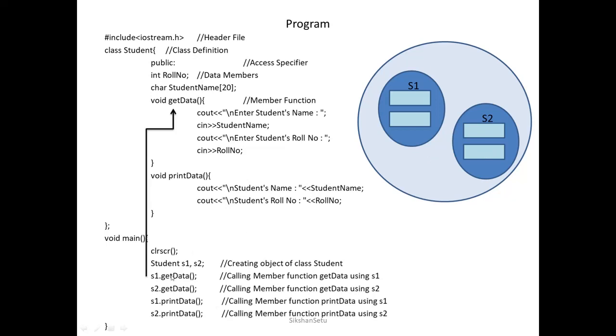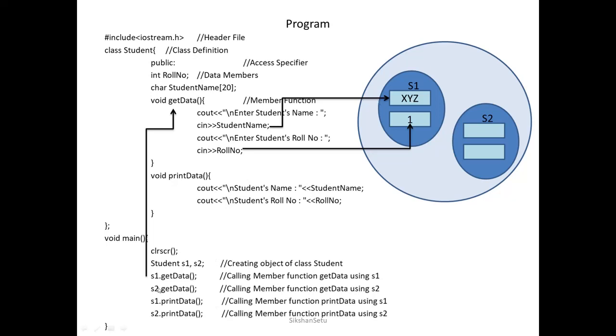Now when S1 dot get data is called, it will call this get data function, but this function is being called by S1. So whatever value is entered for student name will be entered in S1 dot student name. Suppose I am entering XYZ, so XYZ will be written in this particular memory location. Then the roll number, which is again S1 dot roll number. Suppose I enter 1, it will be saved in that location.